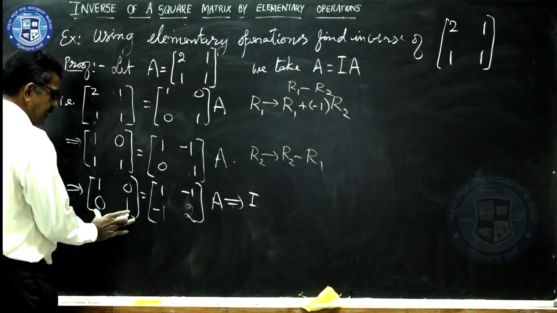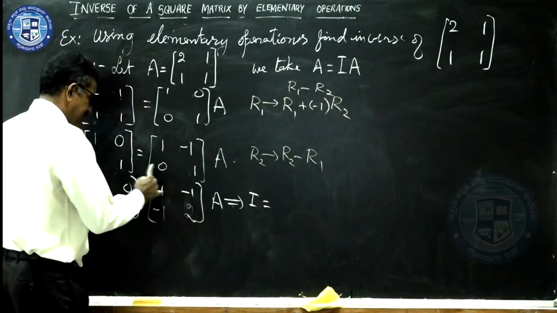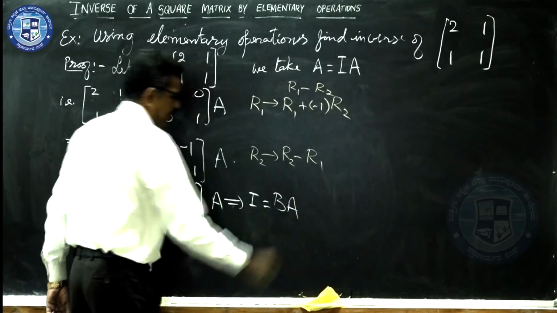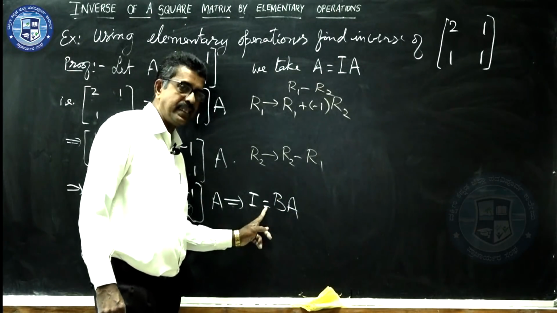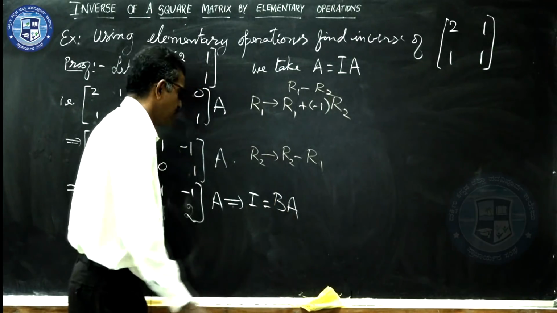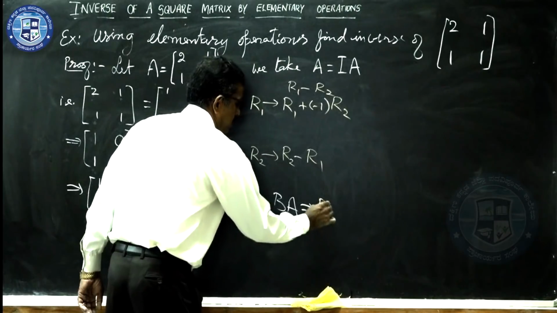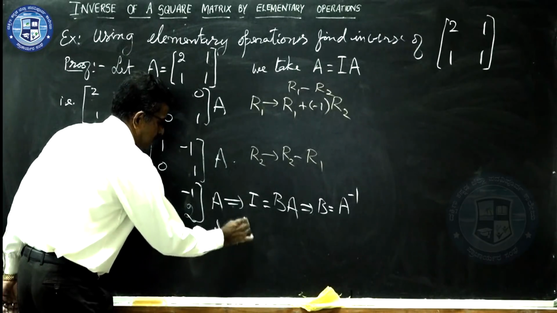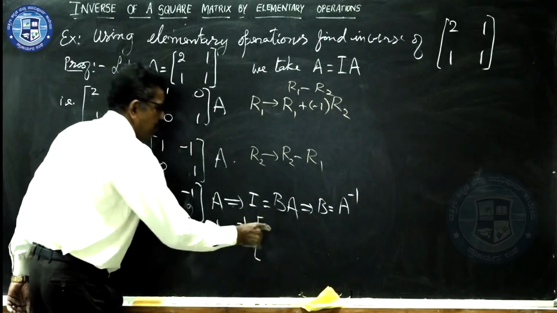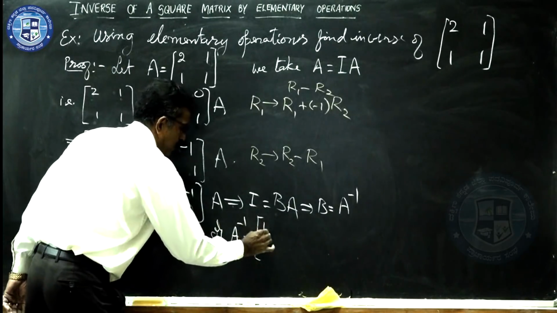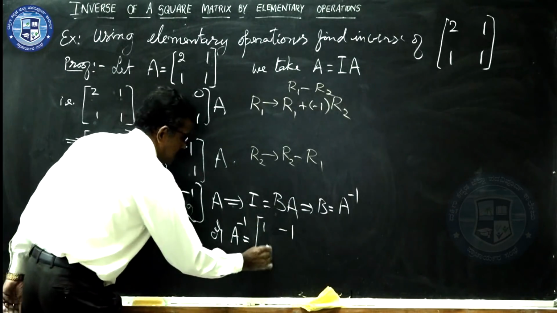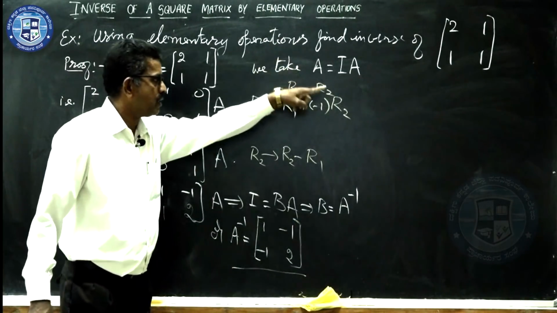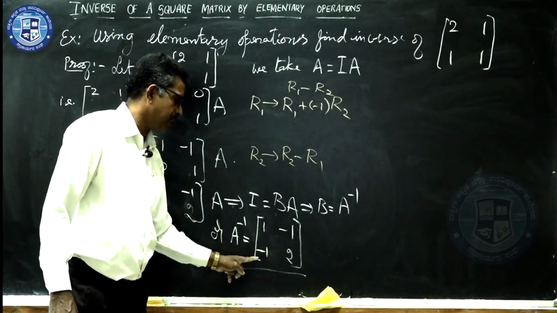Therefore, what do you expect here? This is the identity matrix, is equal to some other matrix, which I named B, B into A. What do you mean by identity is equal to B into A? What is the meaning of this? This further implies B is A inverse. Or I'll write here A inverse is equal to, what is B? In the place of B, you have 1, minus 1, minus 1, 2. Therefore, what is the inverse of 2 1 1 1? It is 1, minus 1, minus 1, 2.